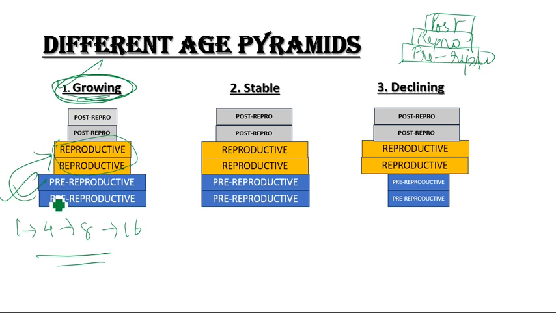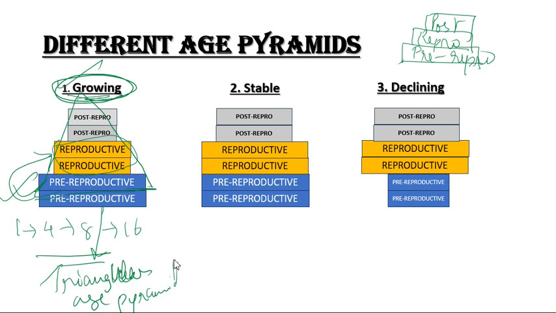See why triangular? Because if you draw the points then you will get a triangle. Okay, you are getting a triangle like so. This is a triangle-shaped age pyramid, or triangular age pyramid. Okay, now the next type is the stable one.